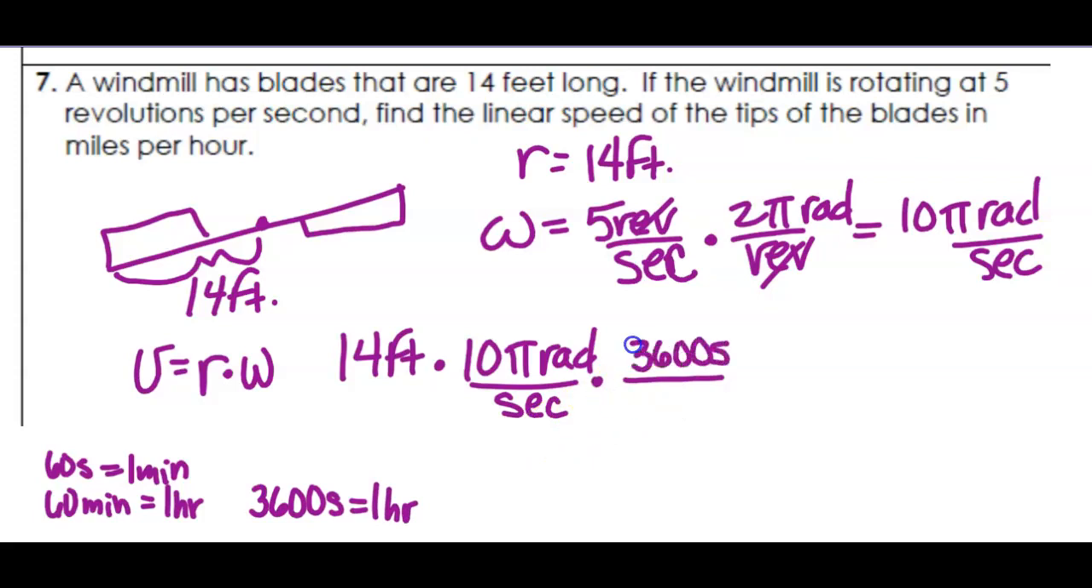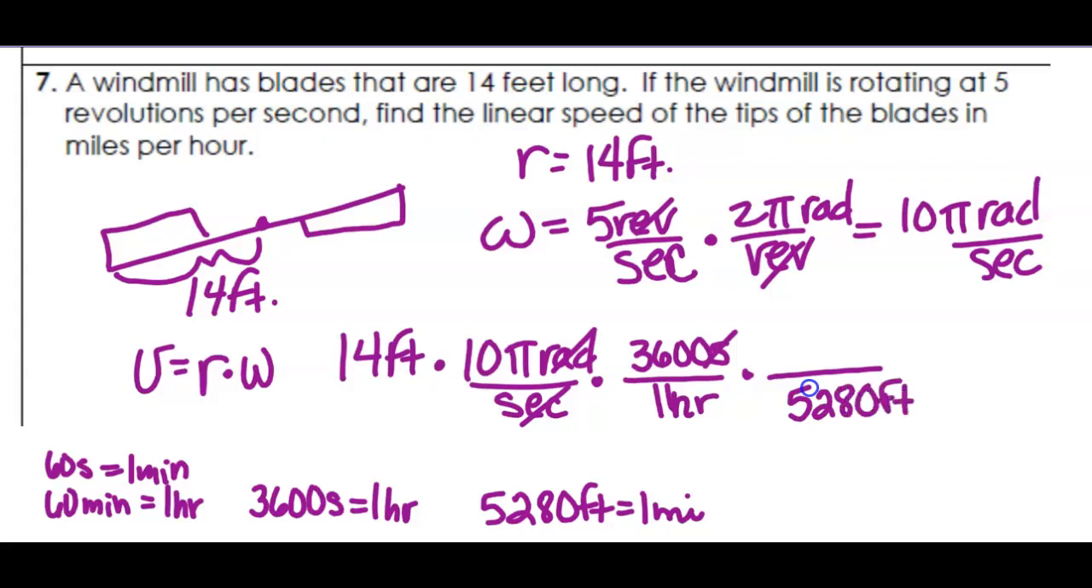3,600 seconds is 1 hour. So now my seconds label cancels, and I'm left with feet. Radians cancel. Feet an hour. I want miles an hour. And remember the one we talked about a minute ago, 5,280 feet in 1 mile. So the feet are on the top, so I need the feet on the bottom over here so that they divide out. Whoa, what are you doing here? 5,280 feet is 1 mile, not an hour. Goodness. So now my labels left are miles on the top and hours on the bottom.